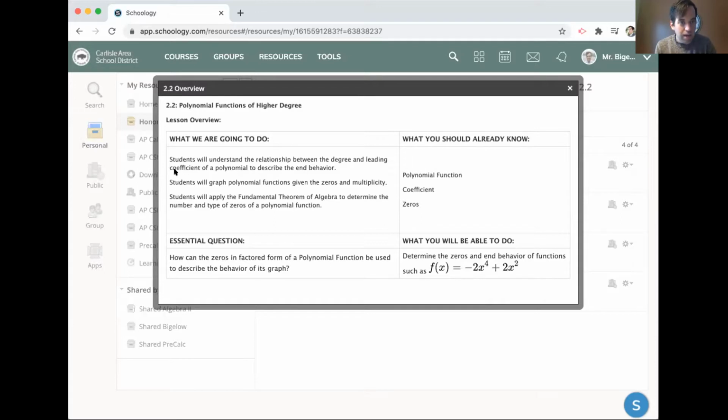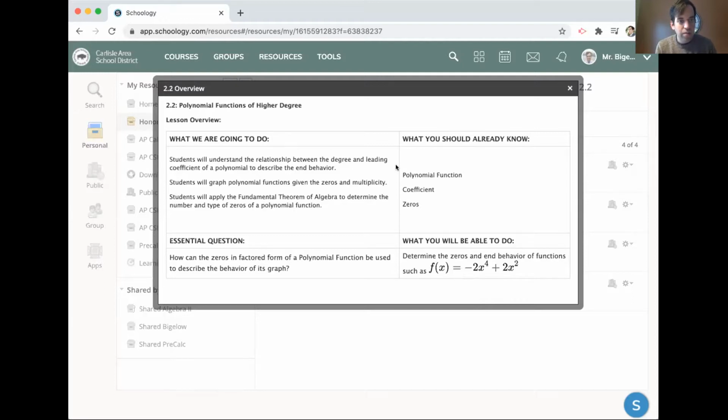What we're going to do today is students will understand the relationship between the degree and the leading coefficient of a polynomial to describe the end behavior of a function. That means what does it do as we go further to the left or further to the right? What's the end behavior at the ends of the function? Students will graph polynomial functions given the zeros and multiplicity. We'll talk about what multiplicity is.